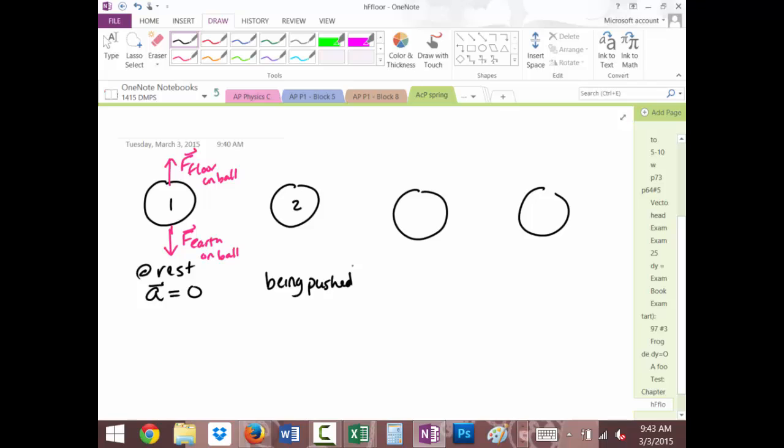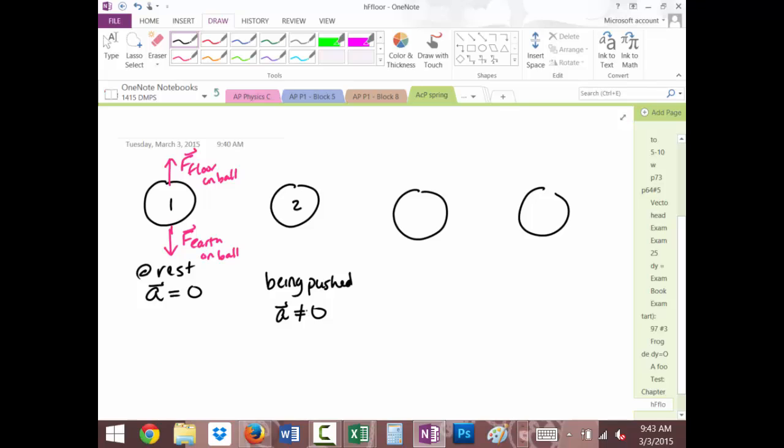And as a result, follow-up question for you. Is the ball accelerating? It was accelerating. Is that okay with everybody? It was speeding up, right? Its acceleration was positive. So a was not equal to 0. Is that okay with everybody?